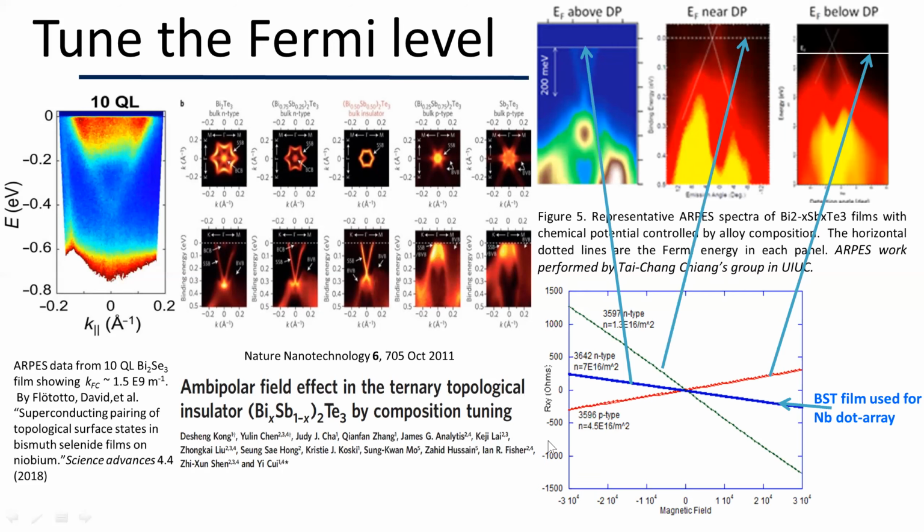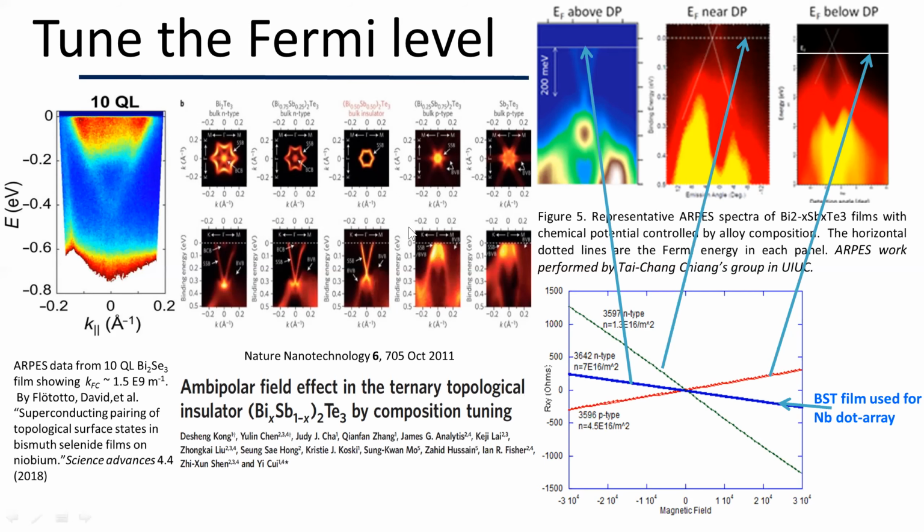Here is the Hall data of three different films. The red one is P-type, and the Fermi level is slightly below the Dirac point. The blue one is N-type, the Fermi level is above the Dirac point but below the conduction band. The third one, the green one, is only slightly N-type, and the Fermi level is very close to the Dirac point. Now you probably want to ask, how do we know from the Hall data that in a specific film the Fermi level is crossing only the surface bands, not any conduction band?